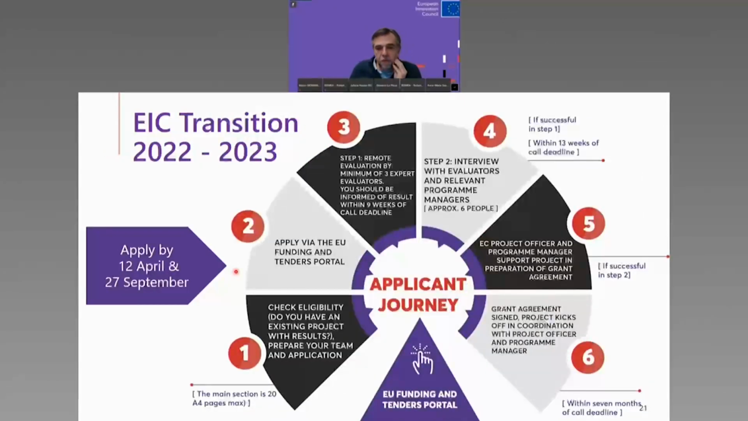Maybe Marco, you want to explain a bit the time frame of the multiple stages. I think this could be useful for the audience. Thank you, Enrique, and good afternoon, all. Yes, essentially, you will be able to submit your proposal in two cutoff dates this year in 23. Most important is that you start by checking the eligibility, as it was mentioned by Enrique. You can apply in the funding and tenders portal there.